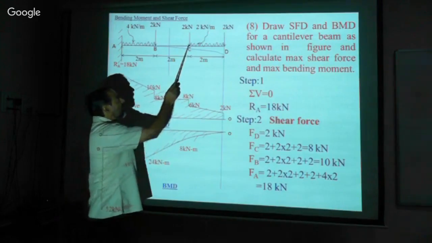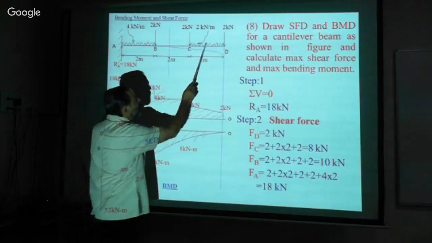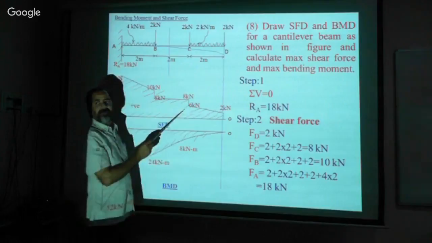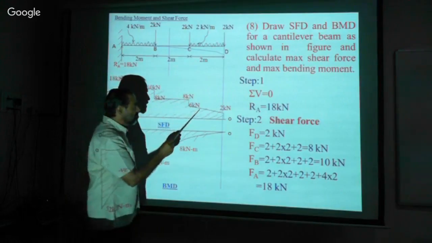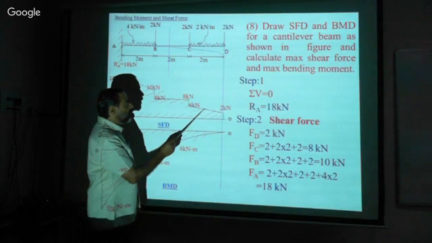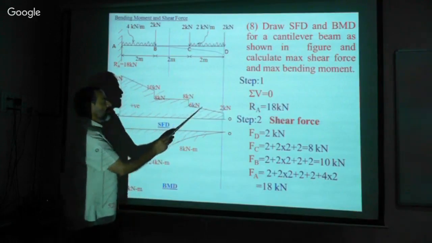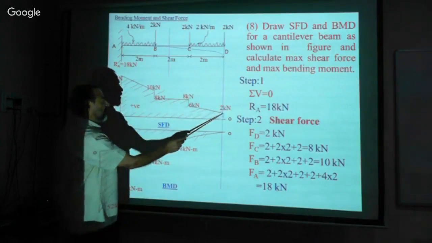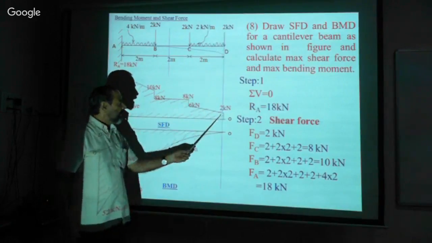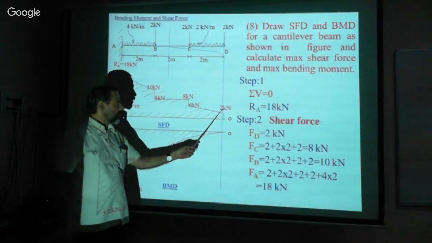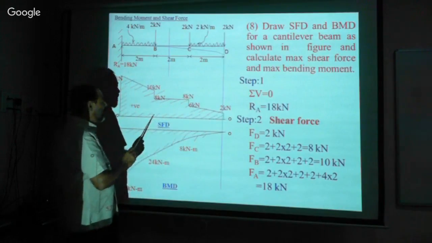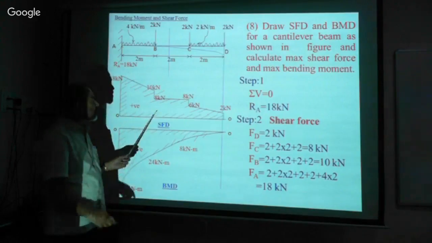From here to here, it is a UDL, 2 into 2, 4 kilonewton acting downward. It is linearly varying. Therefore, there is continuous downward force acting. Let us come down by 4 kilonewton. And again, at point D, only 2 kilonewton is acting downward. Complete this diagram, and that will give you the shear force diagram.